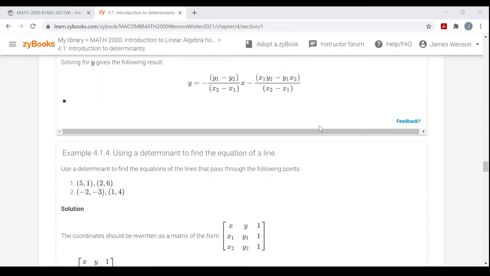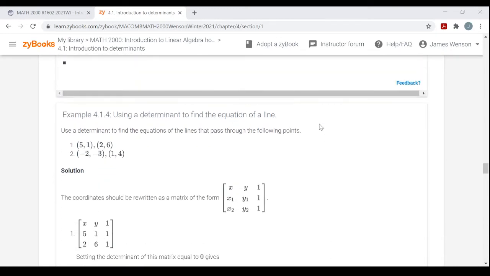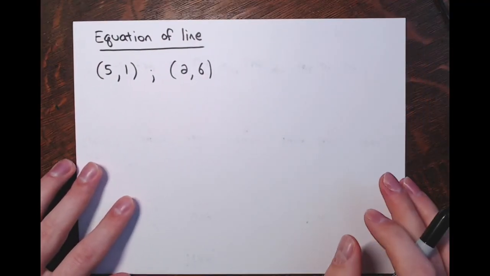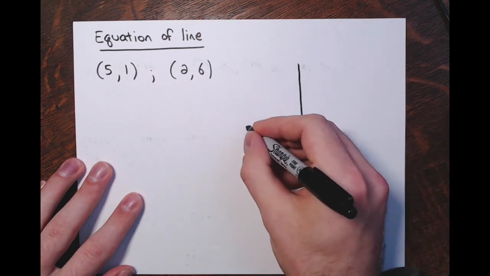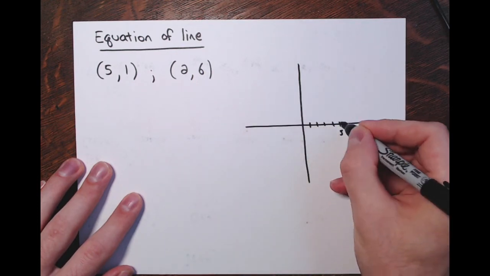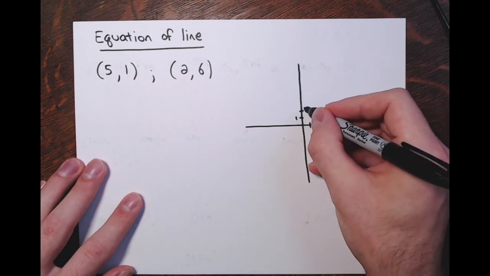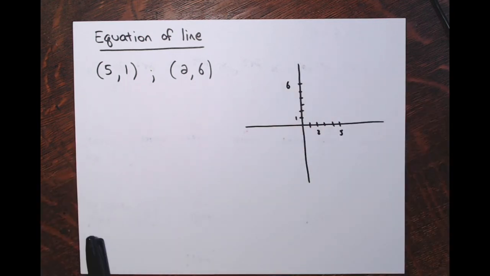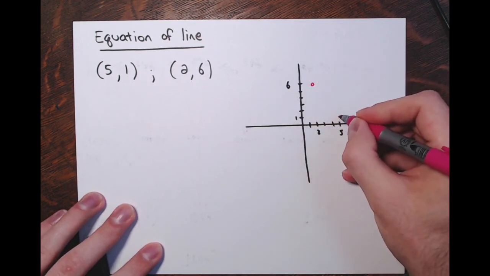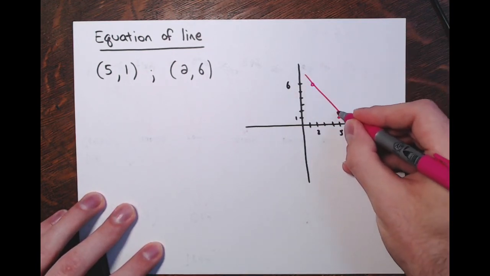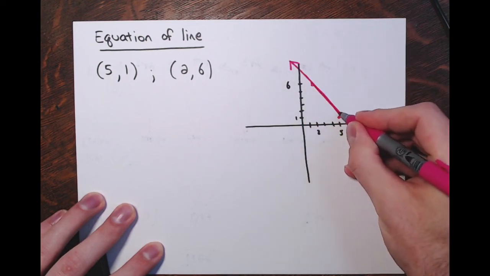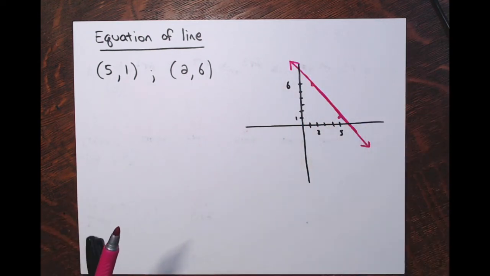Like I said, I know that you know how to find the equation of a line going through 2 points, or at least you should. So I'll just do one example here and call it a section. We're asked to find the equation of the line going through these 2 points. If you were drawing this, there's 5, 1 and 2, 6. These 2 points here, and this line. Oh wow, that's terrible. But this line, we're trying to find the equation for that line.